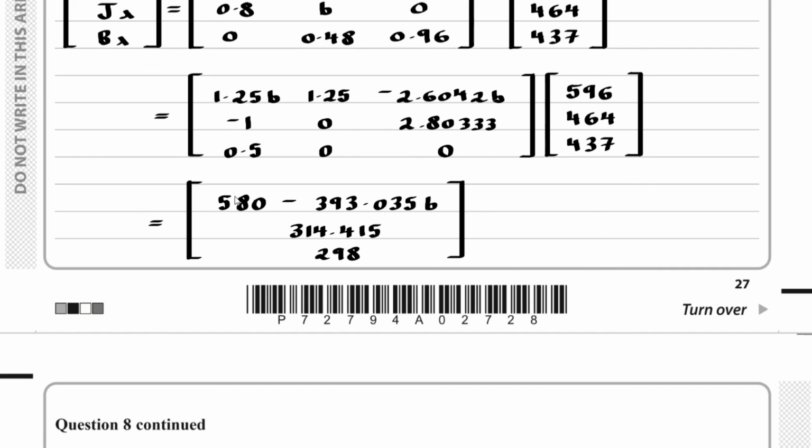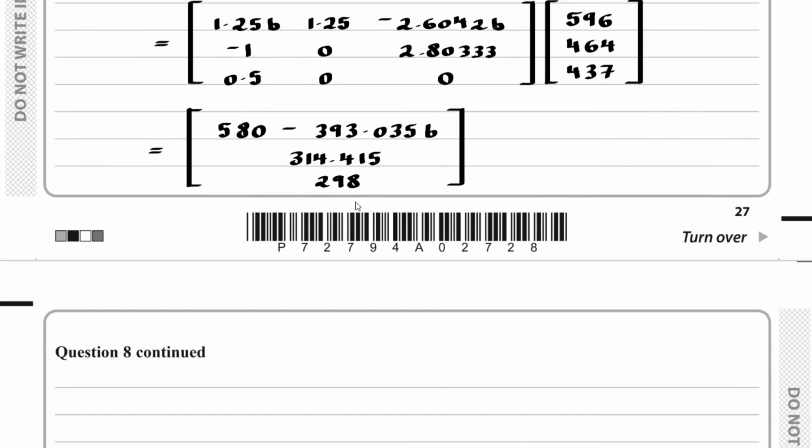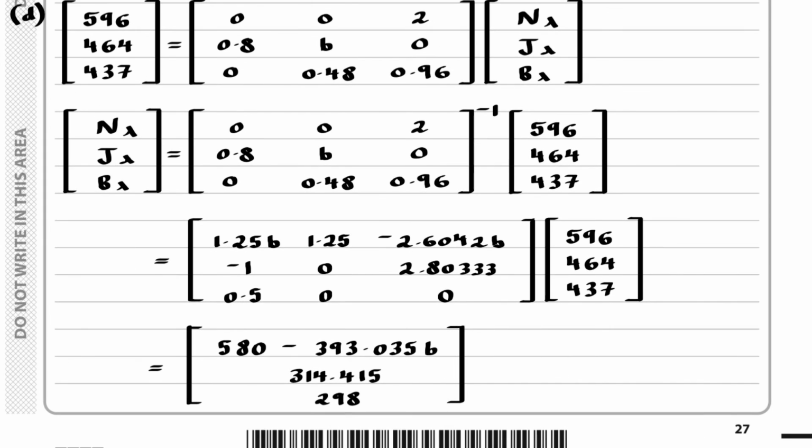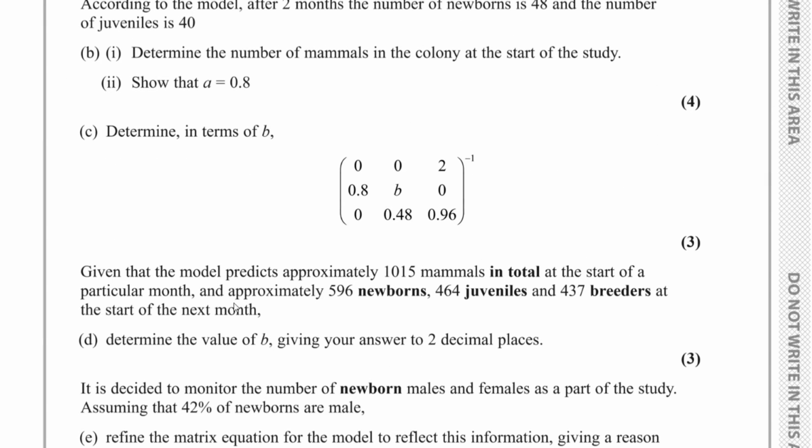continuing to work all that out, we end up with this matrix 580 subtract 393.035b. Then I've got the negative 1 times 596 plus 0 times the 464 plus the 2.80333 times the 437, which gives the 314.415, and I've got the 0.5 times the 596 plus 0 times 464 plus 0 times 437 gives 298. So I know that this total is the amount we have, we go back to the question, at the start of a particular month.